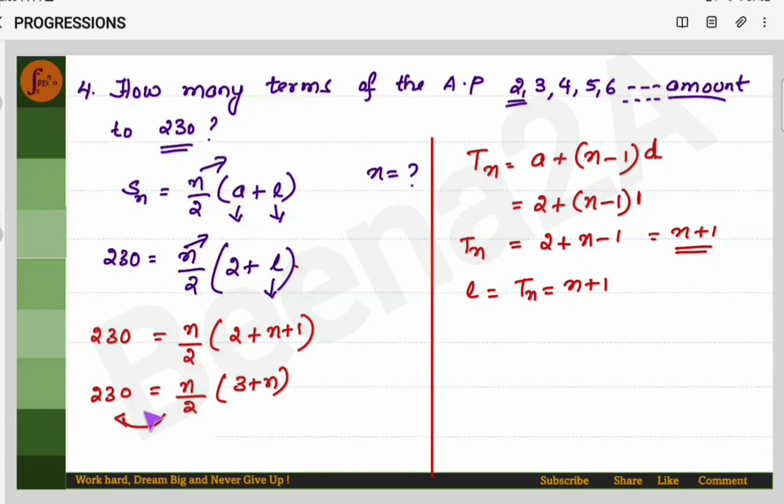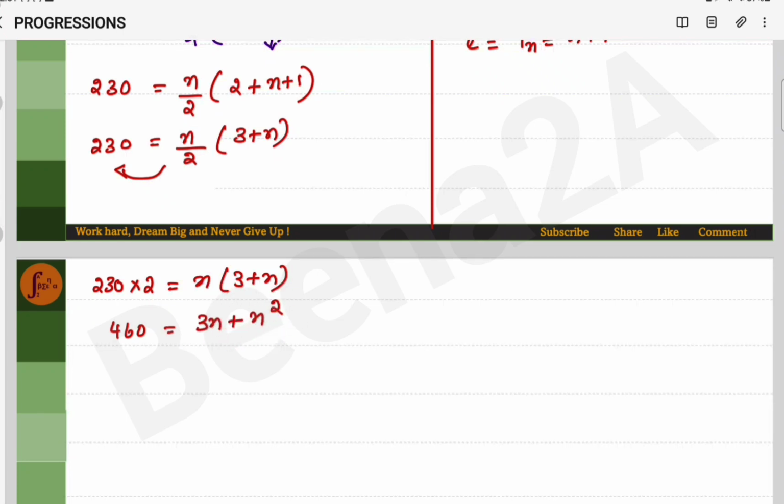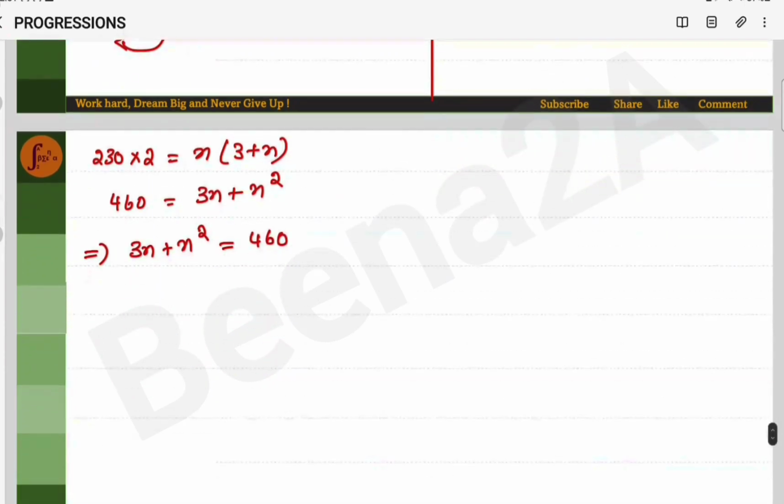I'll shift 2 here. When I shift 2 here, this is division, so it will become multiplication. So, it will become 230 into 2 is equal to n into (3 plus n), which is 460 is equal to 3n plus n square. 3 into n plus n into n. Now this is nothing but 3n plus n square is equal to 460. I'm just rearranging. So I'll write this as n square plus 3n. I'll shift 460 here, so it will become minus 460 is equal to 0. After shifting 460, there's nothing here, so it will become 0.